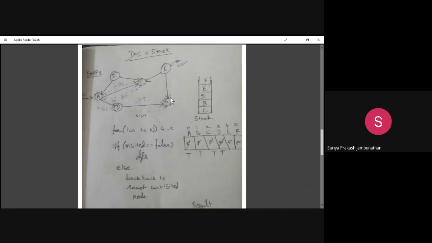After visiting B, we are checking whether B has an out degree. From B, do we have an out degree or not? No, sir, no out degree. Okay, B has only 2 in degrees, so we have to do the backtracking. We have to go to the previous node where we came from.